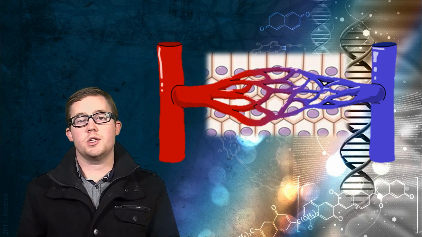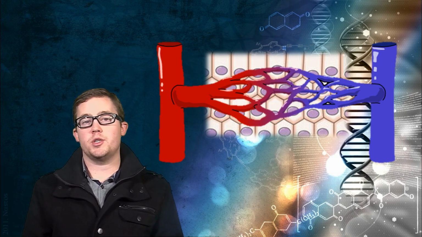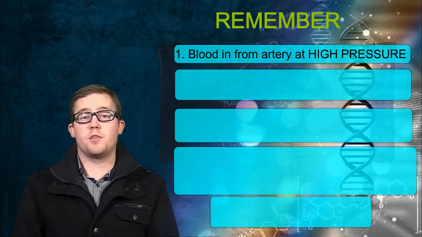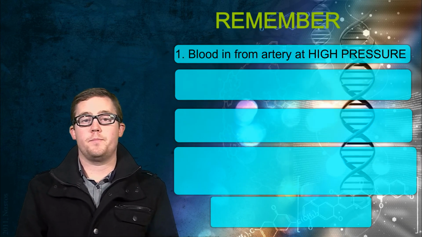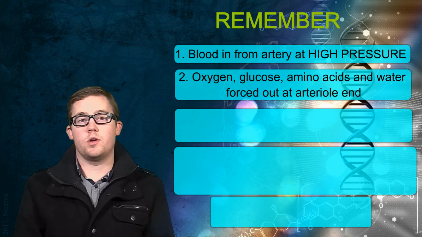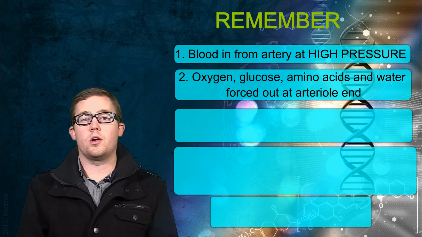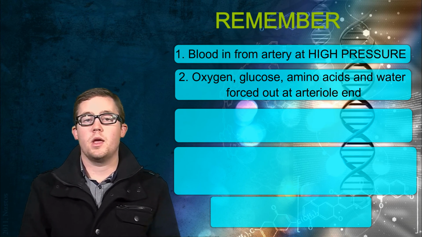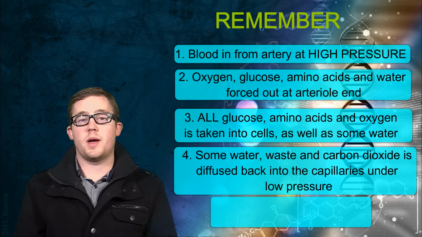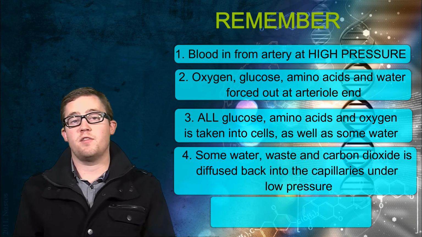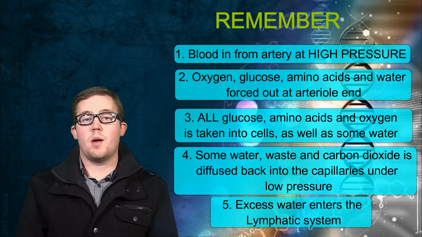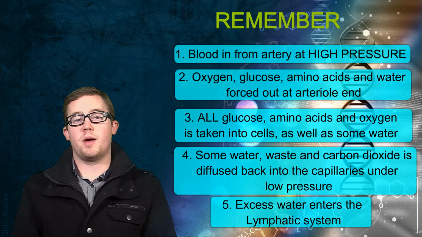So that's capillary exchange. A little bit tricky because we need to start talking about pressure, but it should be something you can grasp. Remember, blood moving through an artery is going to come in at high pressure. When it hits that capillary network, you get that pfft, where you get lots of small nutrients moving out, things like water, glucose, amino acids and oxygen. Some of those things are going to be taken in by the cells. Some will diffuse back into the capillaries. Once you reach low pressure at the venule end, excess water goes into the lymphatic system. That blood then moves into the vein and moves off back to the heart.